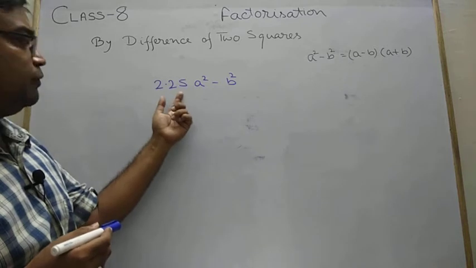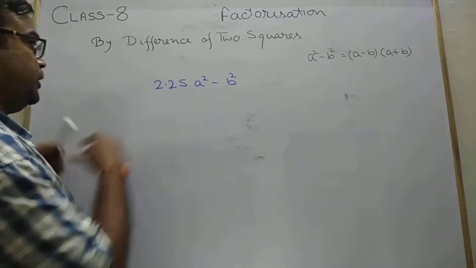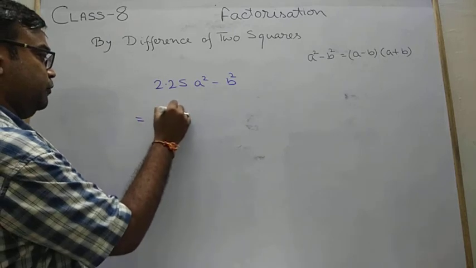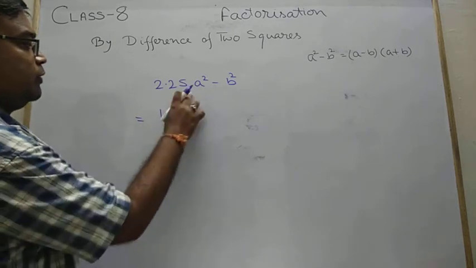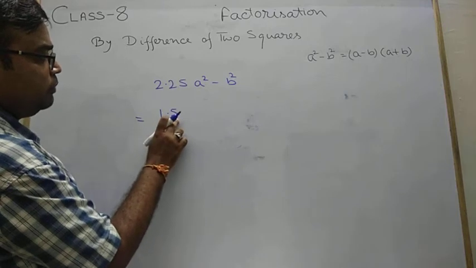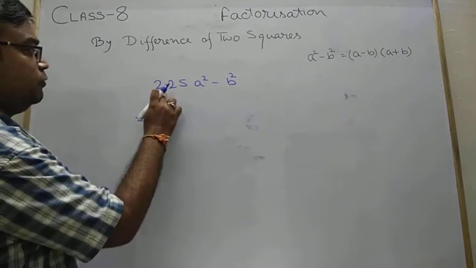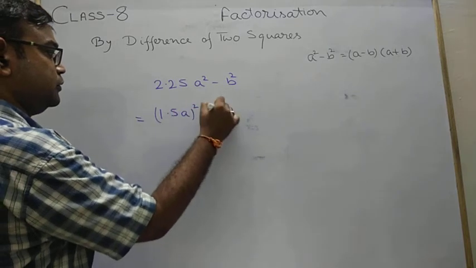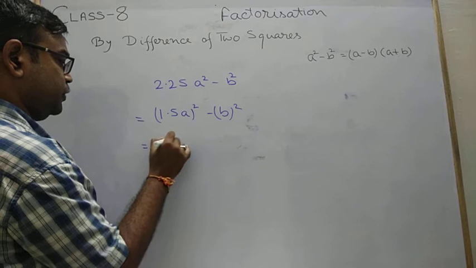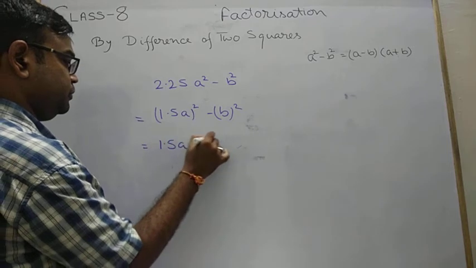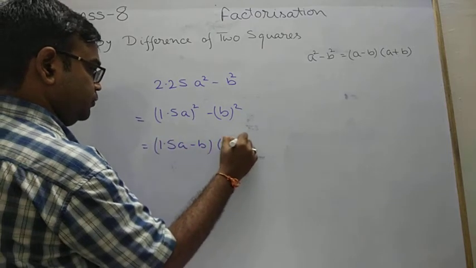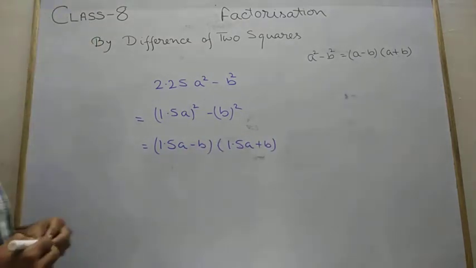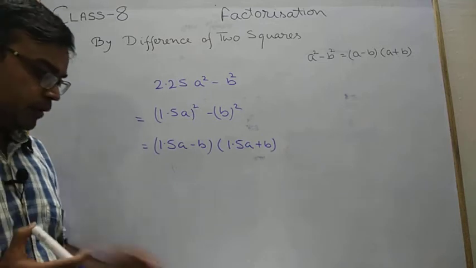We know that the square root of 225 is 15, and after the decimal there are 2 digits, so we can easily write down 1.5, because 15 times 15 is 225, and after the decimal there is 1 place, so when we multiply we have 2 places. It's 1.5a minus b, 1.5a plus b. Clear? So this thing is very clear.